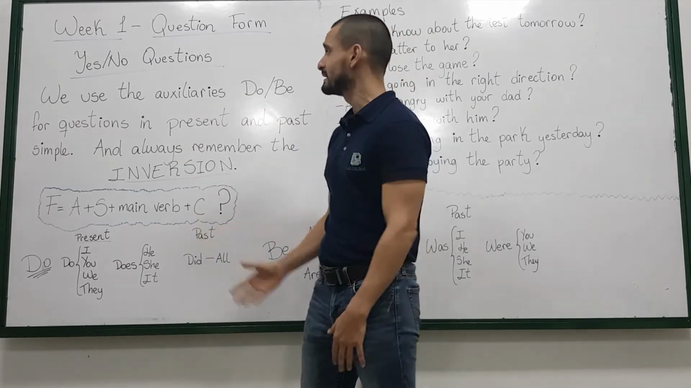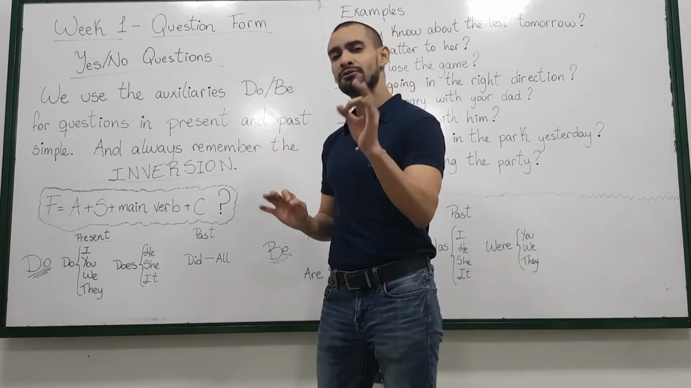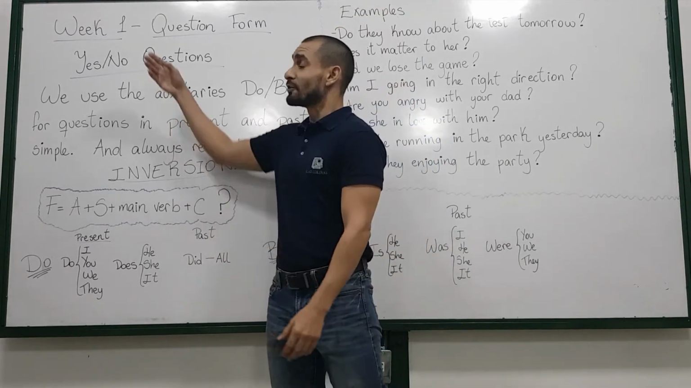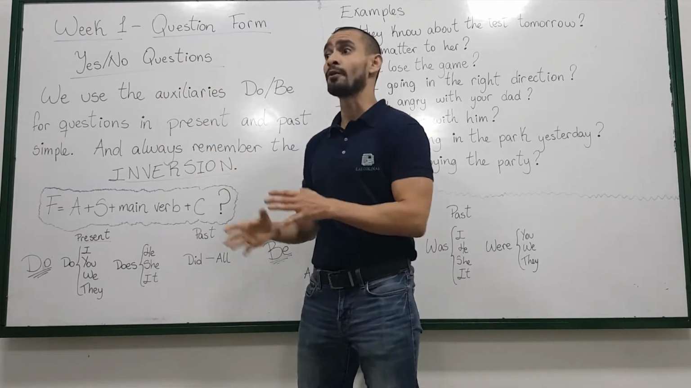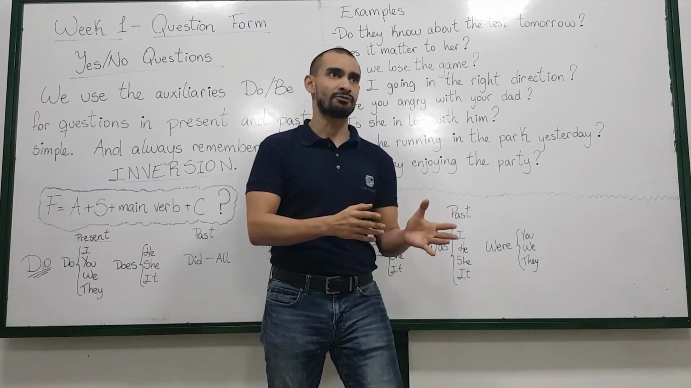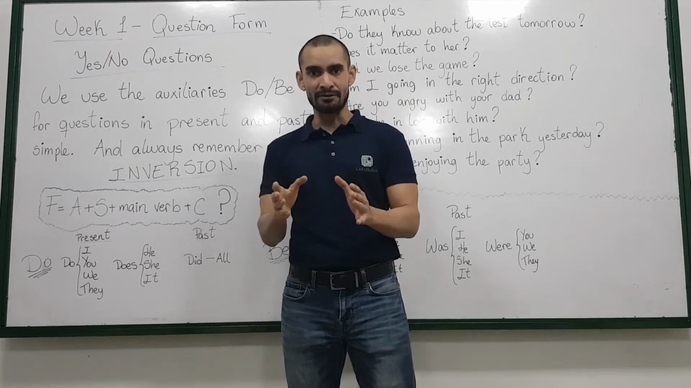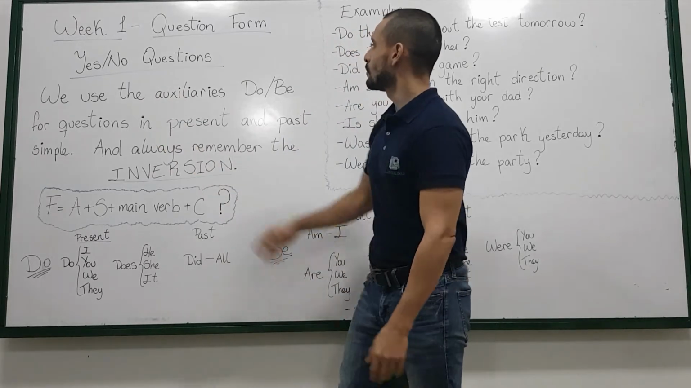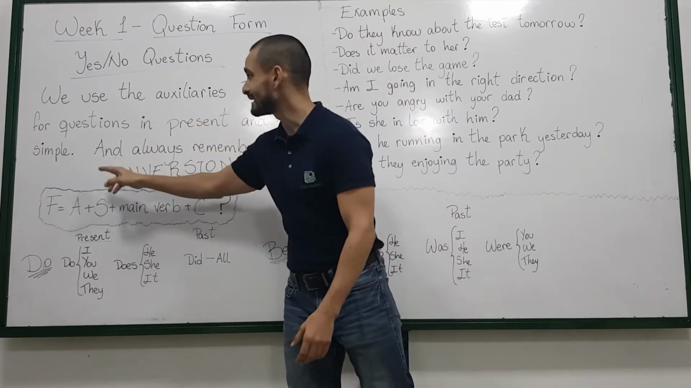Very easy for the first week. And I'm going to give you a summary of the details that you need to remember to make a decent and proper question, okay? We're going to start today just with the yes or no questions. The yes or no questions are the questions that are supposed to be answered by yes or no. Do you like ice cream? Yes. Did you go to the movies? No. Etc. The answers are always going to be positive or negative, alright? Directly, yes or no. So we use auxiliaries like do and be for questions in present and past simple, okay?